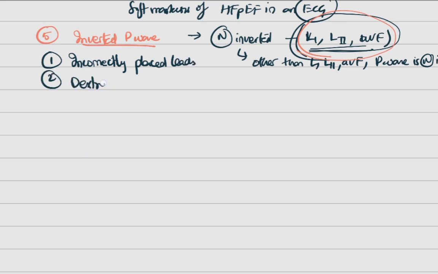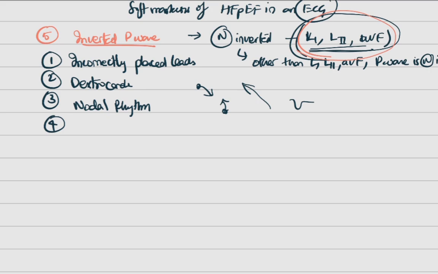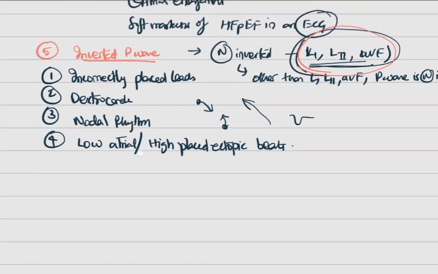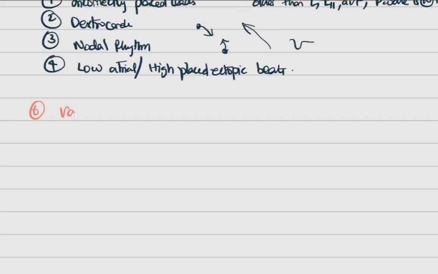Second is dextrocardia. Third is nodal rhythm, which produces an inverted wave. Instead of the SA node producing the impulse, the AV node can produce an impulse causing this vector in this direction, so it could produce an inverted P wave. And low atrial or high placed ectopic beats. These are the causes for an inverted P wave. So there could be other causes like variable P wave, which is a bit rare. So this indicates wandering pacemaker.